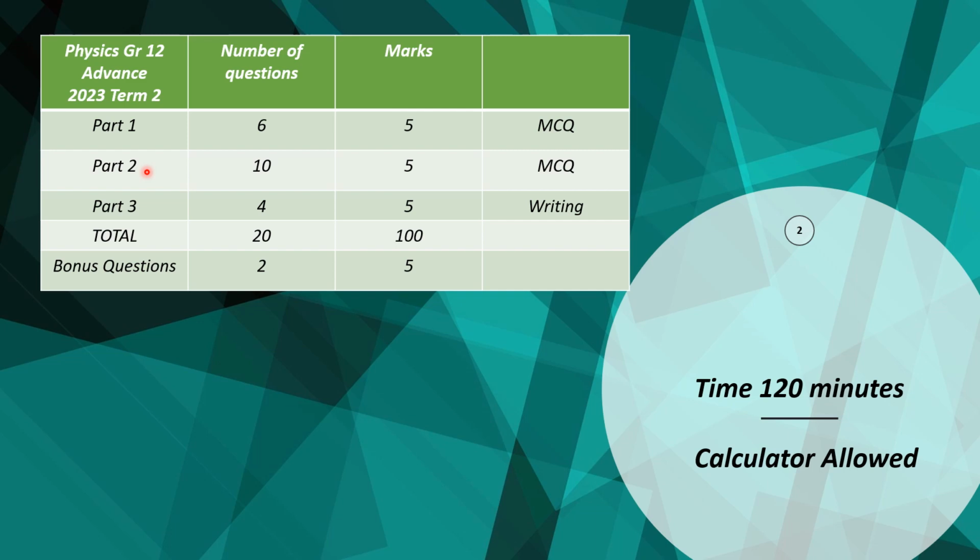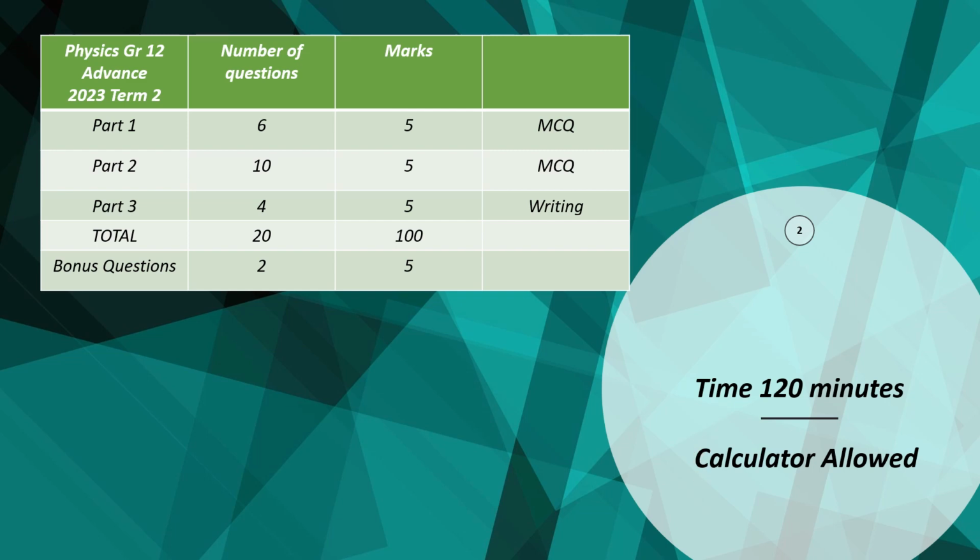It includes some equations, but it's still easy because it's a one-step verification. And also, it's multiple choice. Part 3 is the written part. It's made of 4 questions, each one of them worth 5 marks. So in total, the exam includes 20 questions, all over 100, and still 2 bonus questions, each one of them over 5 points. The total time of the exam is 120 minutes. It's 2 hours, and a calculator is allowed.